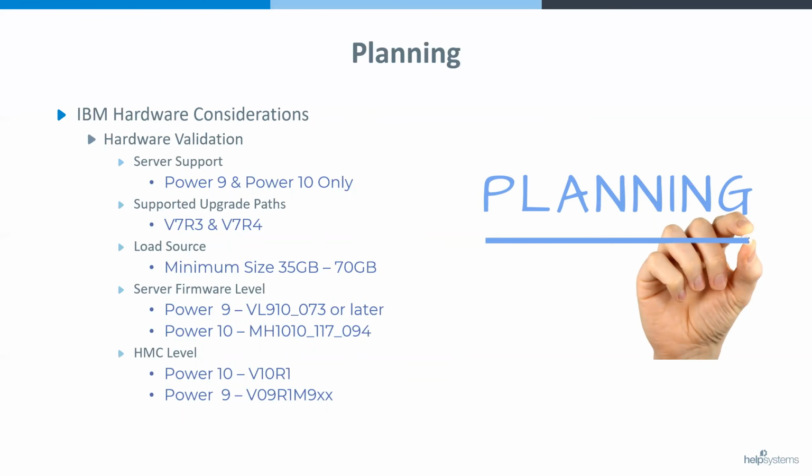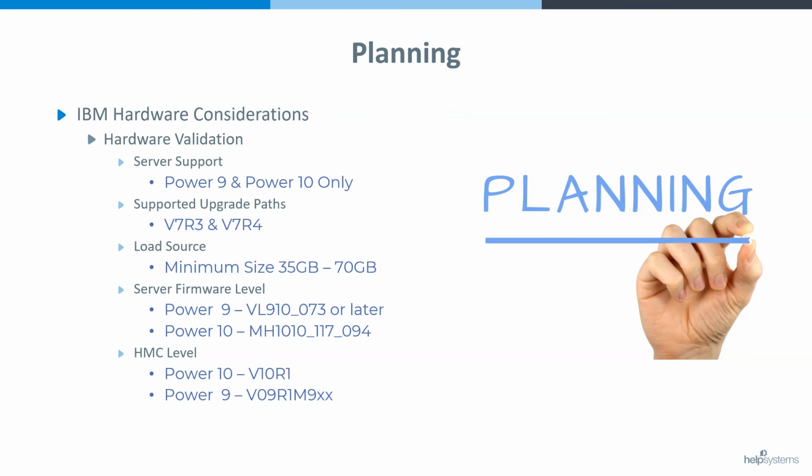From further IBM considerations, again, we talked about, are we at Power 9 or Power 10? If we're not at Power 9 or Power 10, we can't move to V7R5 of the operating system. Have to also understand if we're at V7R3 or V7R4, those two operating systems provide direct upgrades to V7R5.